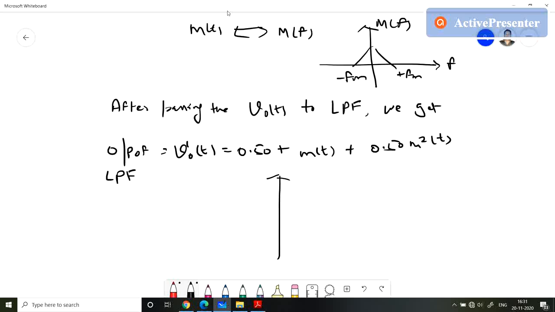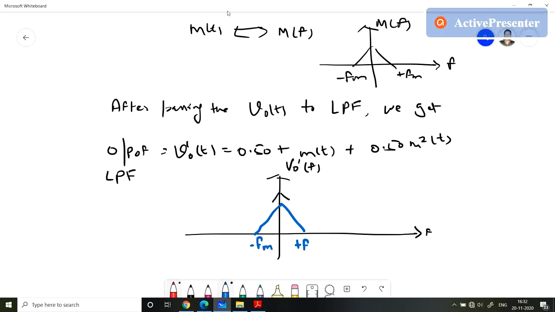And if we take the Fourier transform of this, the Fourier transform we are getting is a DC component, then we have M(f), this is minus fm, this is plus fm, then we have minus 2fm, plus 2fm. These frequency components we are going to get after passing through the low pass filter.